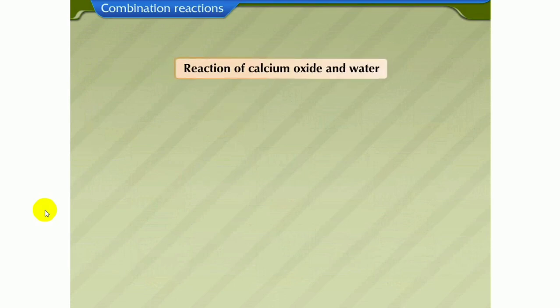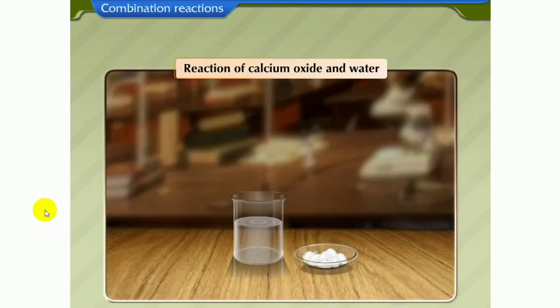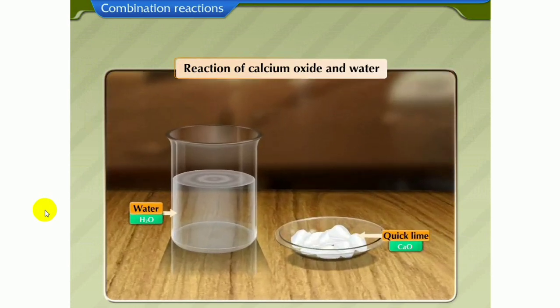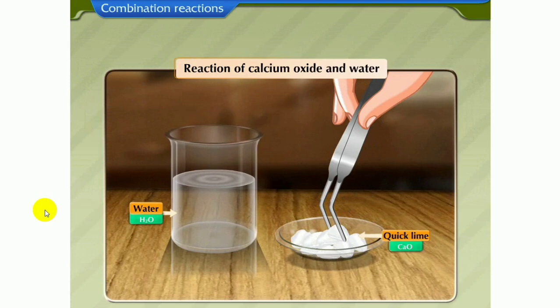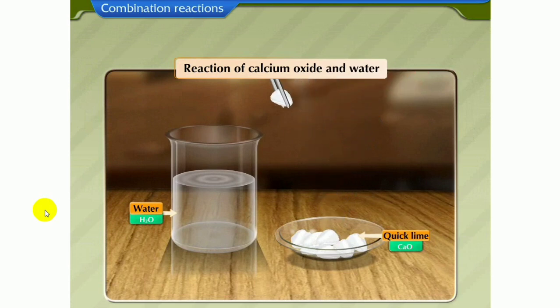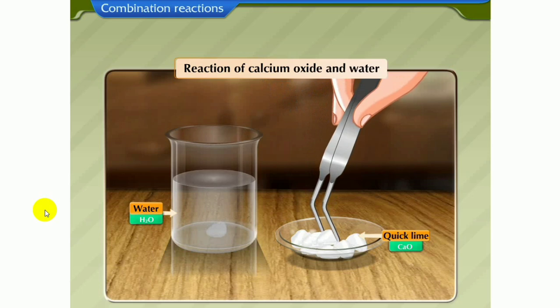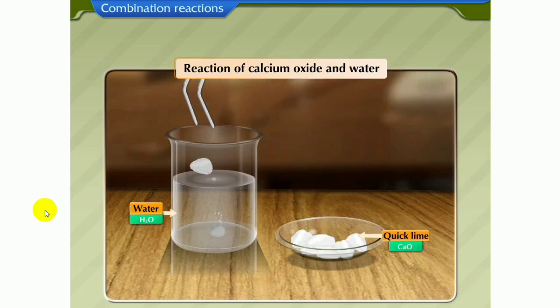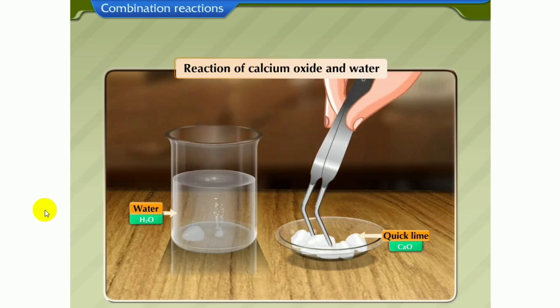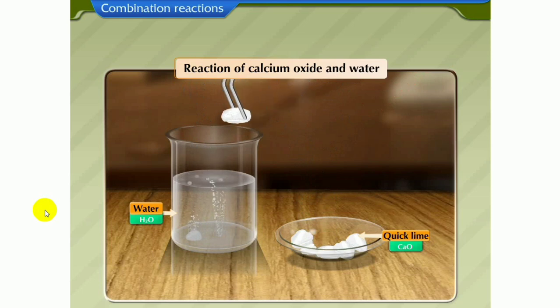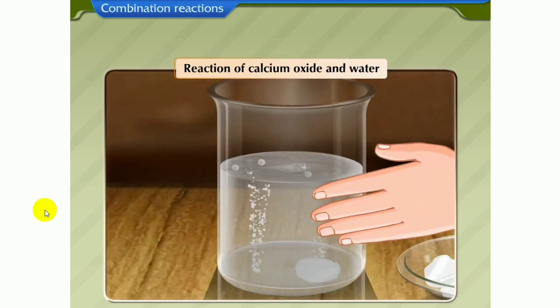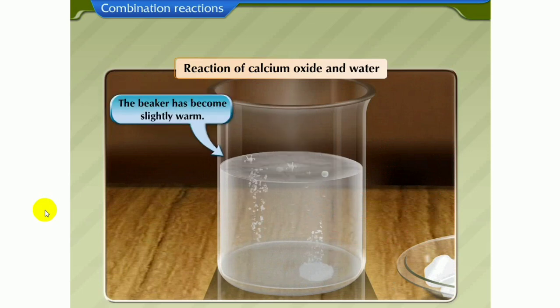Reaction of calcium oxide and water. Take a beaker half filled with water. Add a few pieces of quicklime or calcium oxide to water. As the reaction proceeds, the pieces of lime dissolve slowly. Now, let us touch the beaker and see. The beaker has become slightly warm.